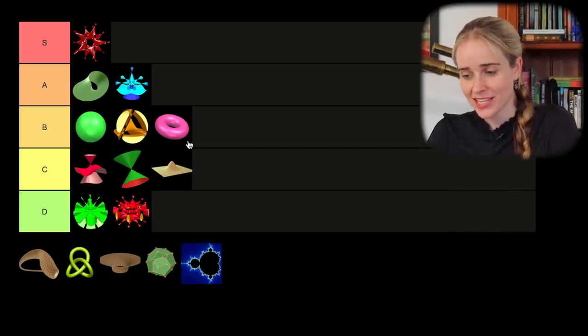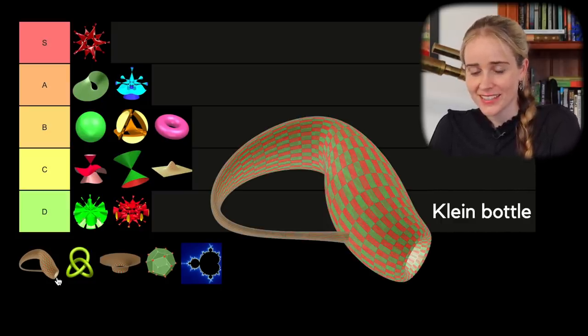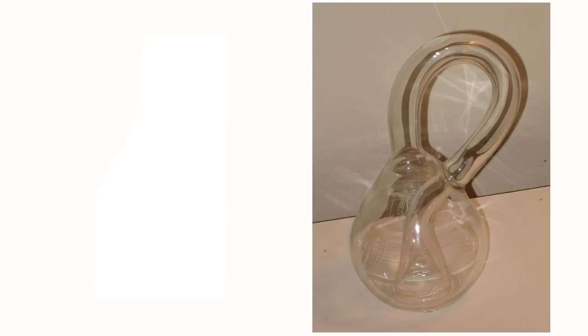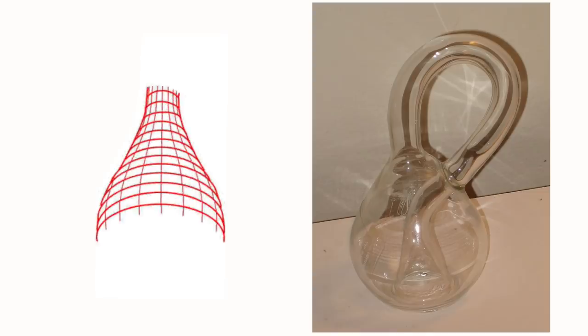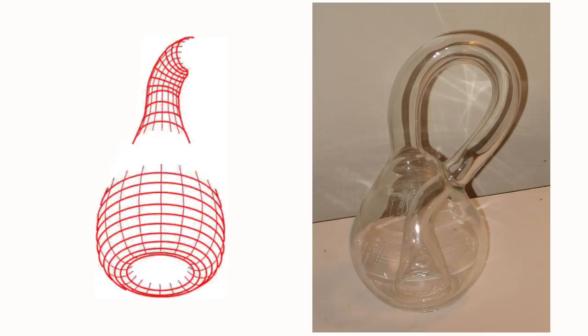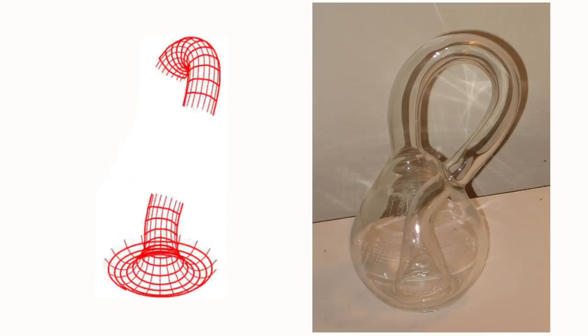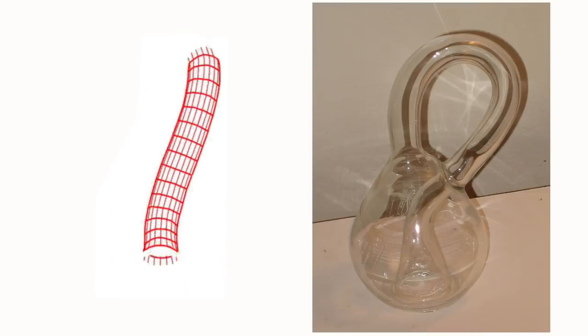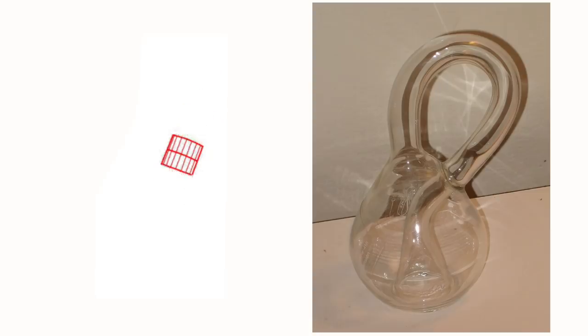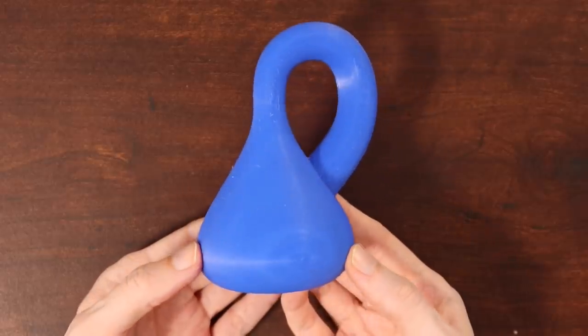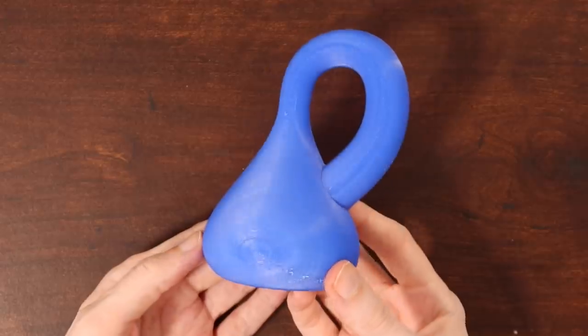Next, we have a shape which is a close relative of one that we've already seen. This is the Klein bottle, and it's very similar to the Möbius strip, since both surfaces are non-orientable. The Klein bottle also has only 1 surface, but unlike the strip, the two-dimensional bottle can't be embedded in 3 dimensions. It always looks like it intersects itself, when in reality it doesn't.